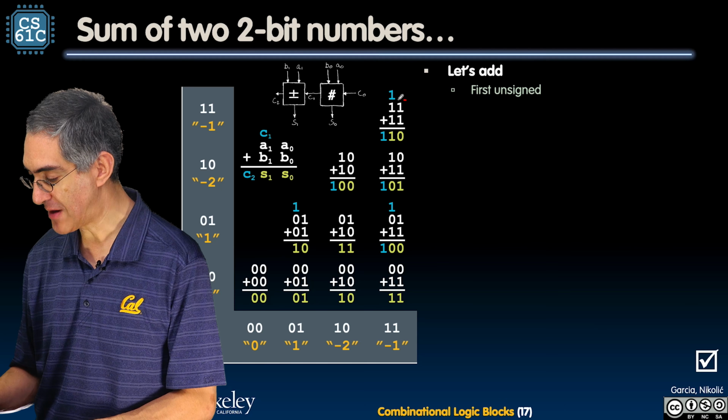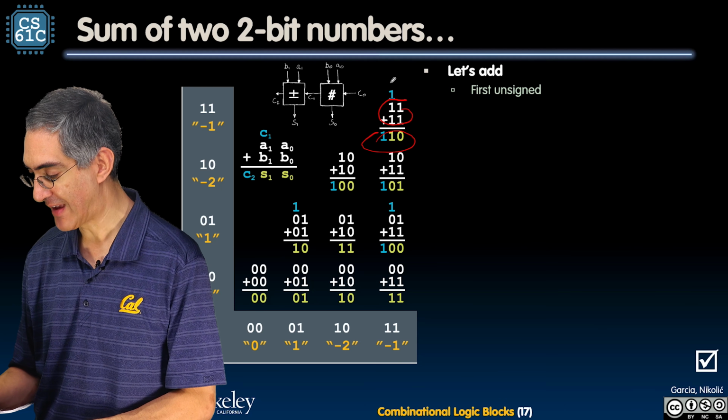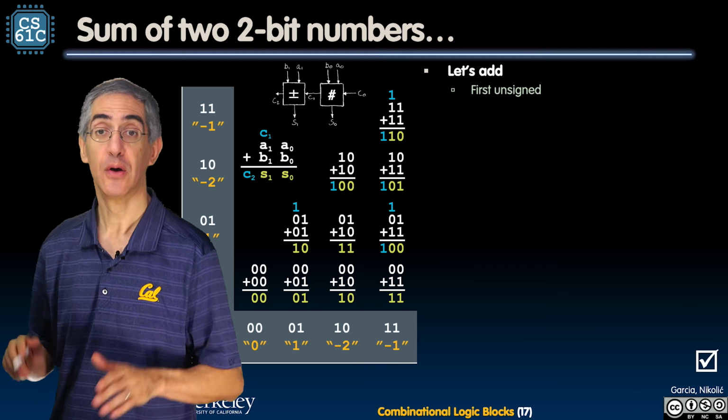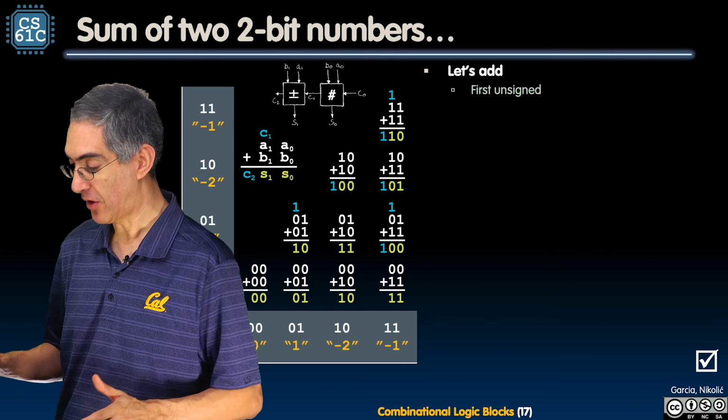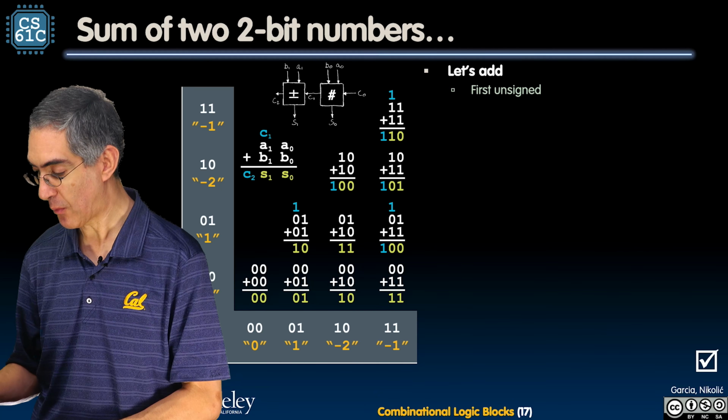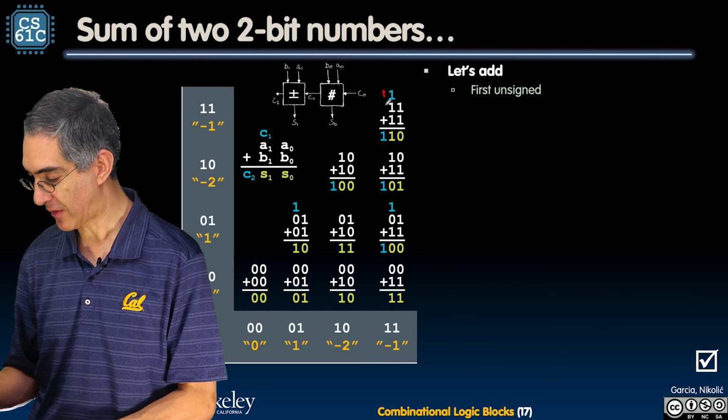How about 3 plus 3? That's 6. I had a carry in, or a C1, and a carry out, a C2. Okay, that was unsigned. Am I right that unsigned was only that thing? When did there overflow? Okay, let's look at overflow.